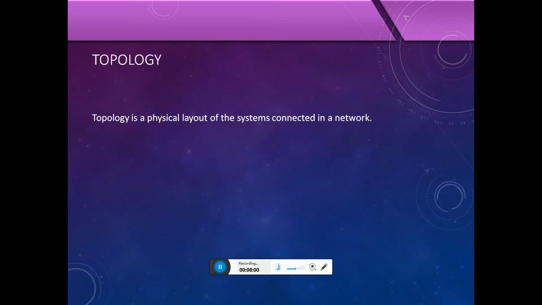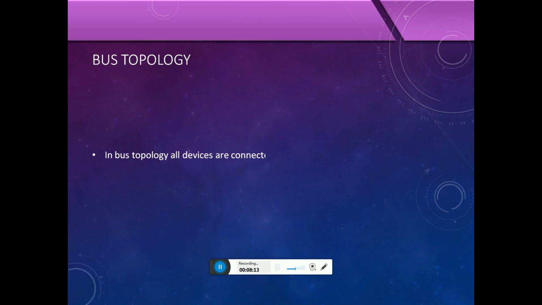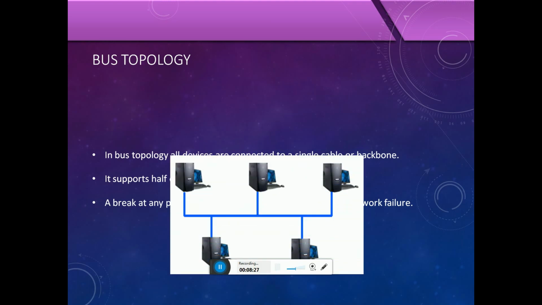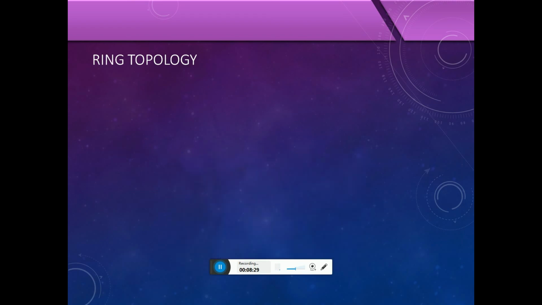Topologies. Topology is the physical layout of systems connected in a network. The different types of topologies are bus topology, ring topology, mesh topology, and star topology. In a bus topology, all devices are connected to a single cable backbone. It supports half duplex communication. A break at any point along the backbone will result in total network failure. This is the bus topology.